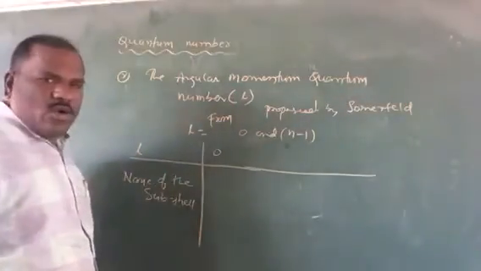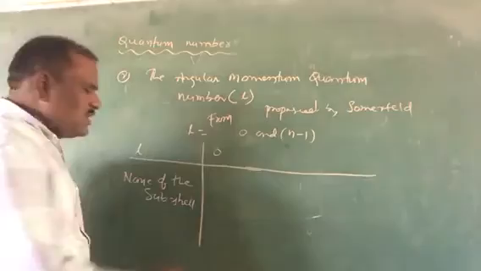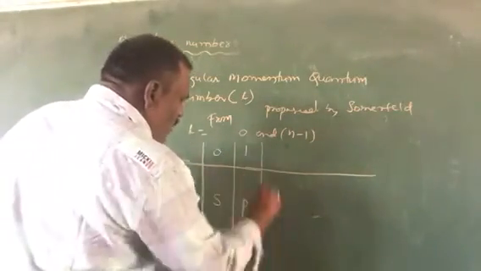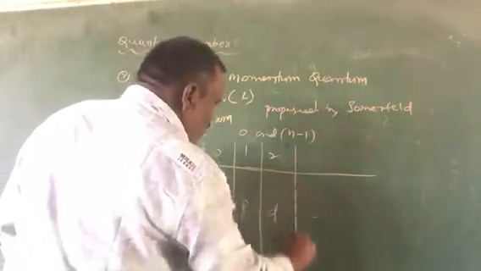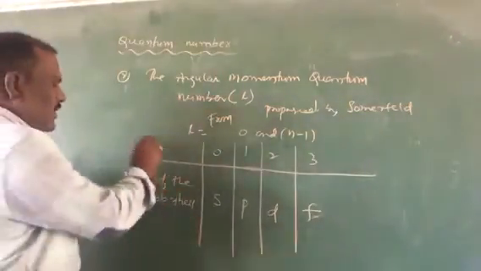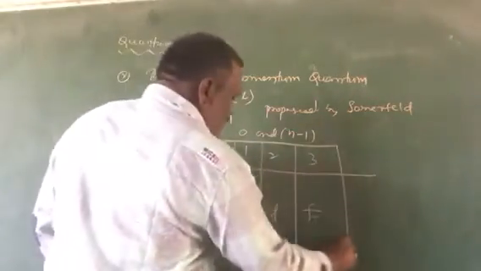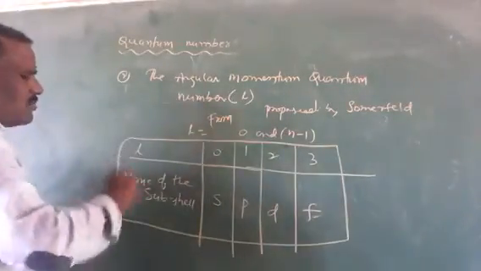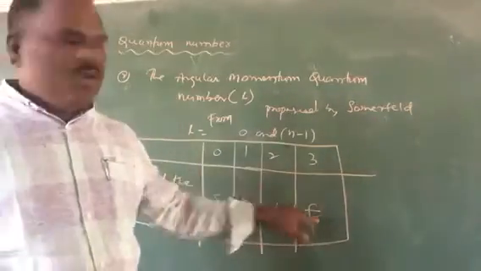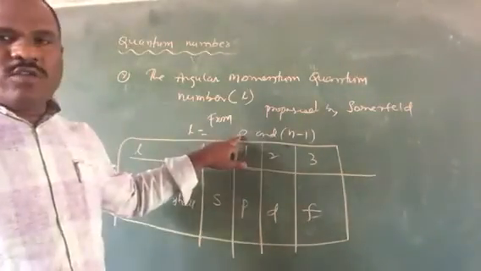If L equals 0, which subshell is it? S orbital. If L equals 1, p orbital. If L equals 2, d orbital. If L equals 3, f orbital, etc. So for each value of L, there is one subshell. There are subshells s, p, d, f, starting from L equal to 0 onwards.